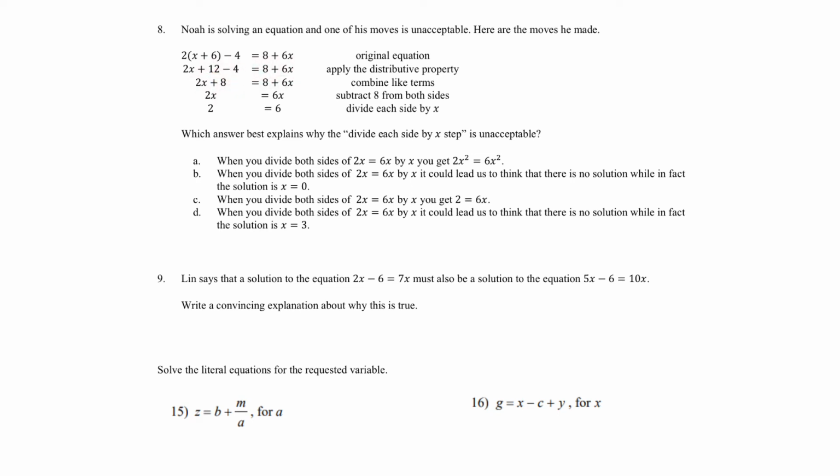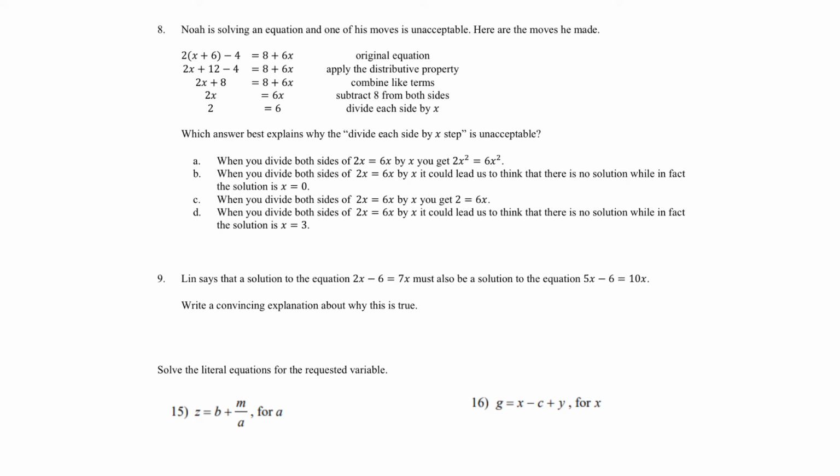Then he combined like terms. So he combined his 12 minus 4 and made it 8. Still looking good so far. Then he said, subtract 8 from both sides. So he subtracted 8 from both sides, and his 8's canceled out. Then he divided each side by x. We've seen equations like this. We've seen problems like this. What did he do wrong?